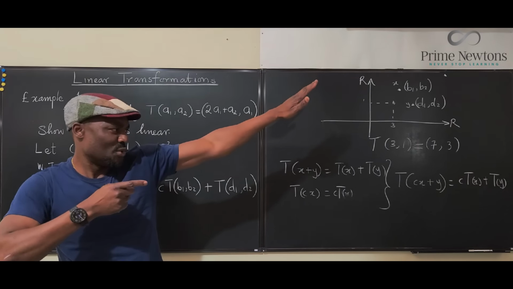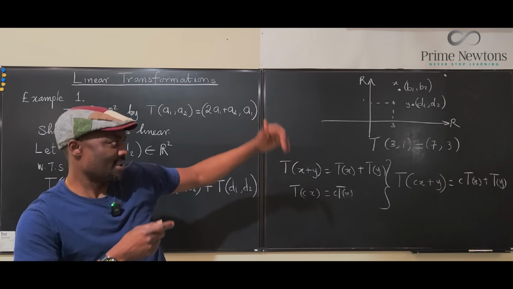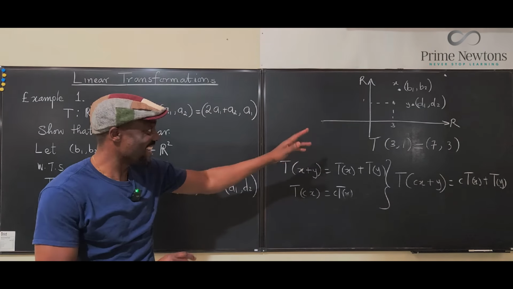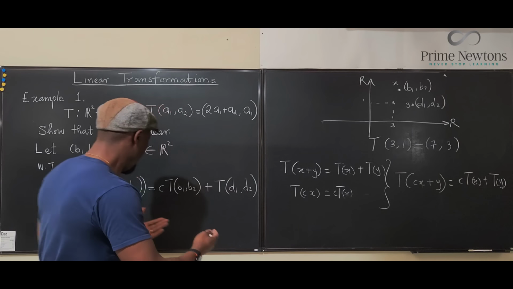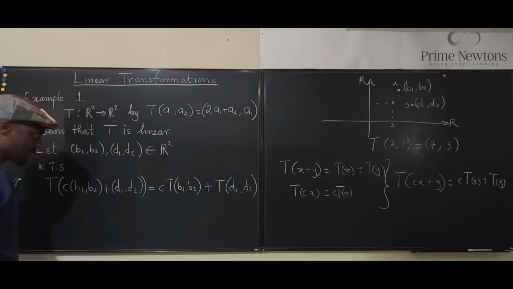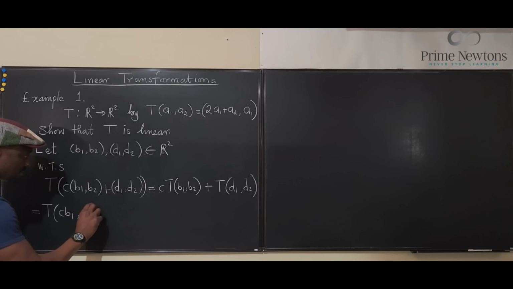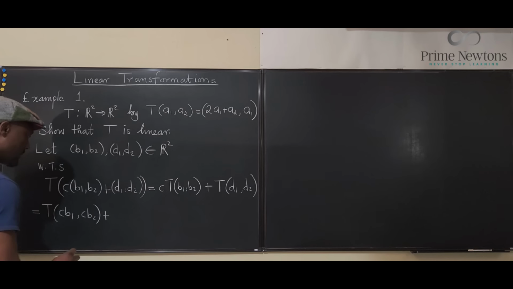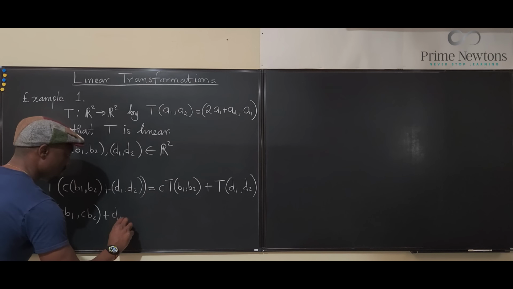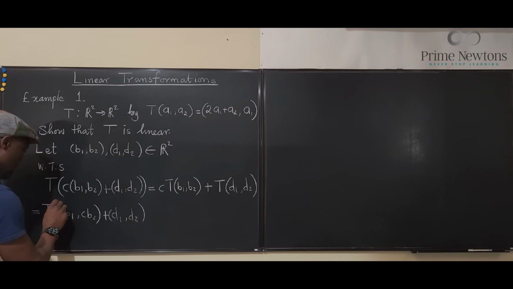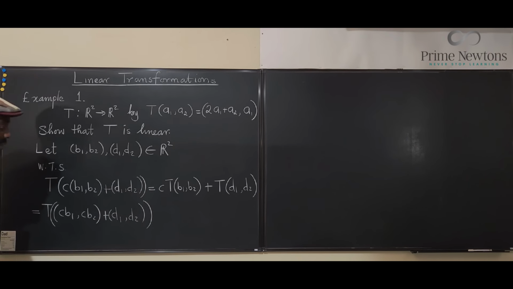So it's more like you're stretching it and then you're angling it. I don't know if it's the same thing. Do you see that? So what do we do here? Let's begin with this process. This is the same thing as the transformation of this distributing into this. It's going to be CB1, comma CB2, plus D1, comma D2. Okay, so this is the transformation that we have.